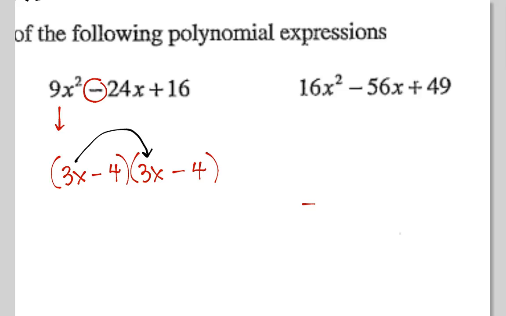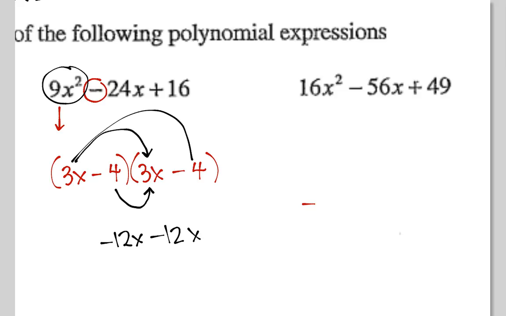Let's double check with the FOIL. 3 by 3 makes this one. Now let's do the outer and the inner together. 3 by 4 gives negative 12x, and then look, it happens again. 3 by 4 gives negative 12x again. So you get this negative 12x twice, which makes the negative 24.